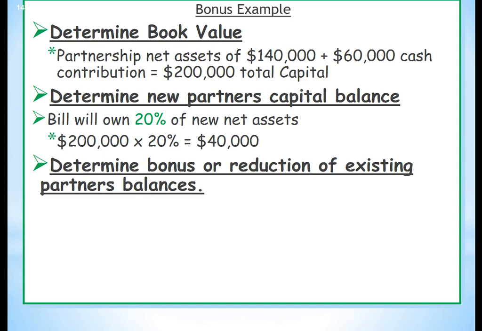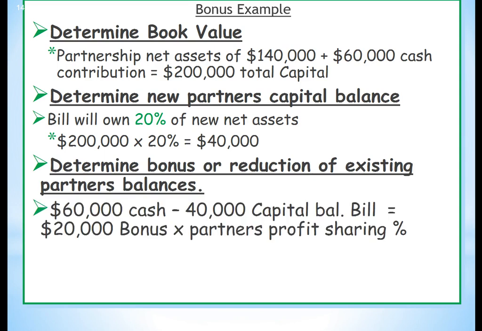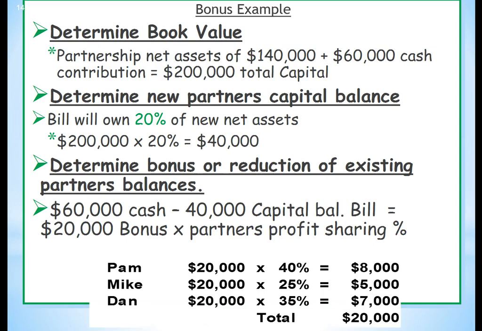Determine the bonus or reduction of existing partner balances. So he's giving 60. He's going to get a capital balance of 40, which means 20,000 needs to be shared with the partners based on profit sharing. So Pam's going to get 8, Mike is going to get 5, Dan is going to get 7, for the total 20,000.